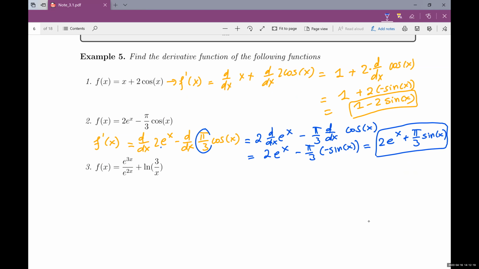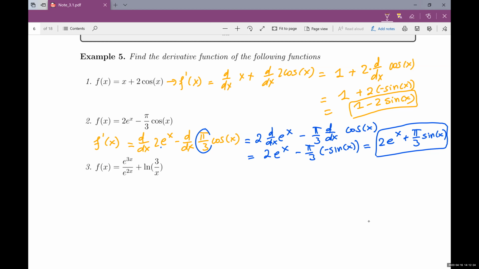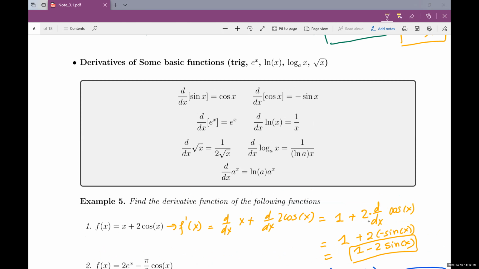Alrighty, next problem. So you have a little more complicated function here, right? e to the 3x over e to the 2x plus natural log of 3 over x. And again, we only learn about the derivative of these basic functions. Basic functions mean the input of the function is just x, like e to the x, sine of x, cosine of x, and so on and so forth.